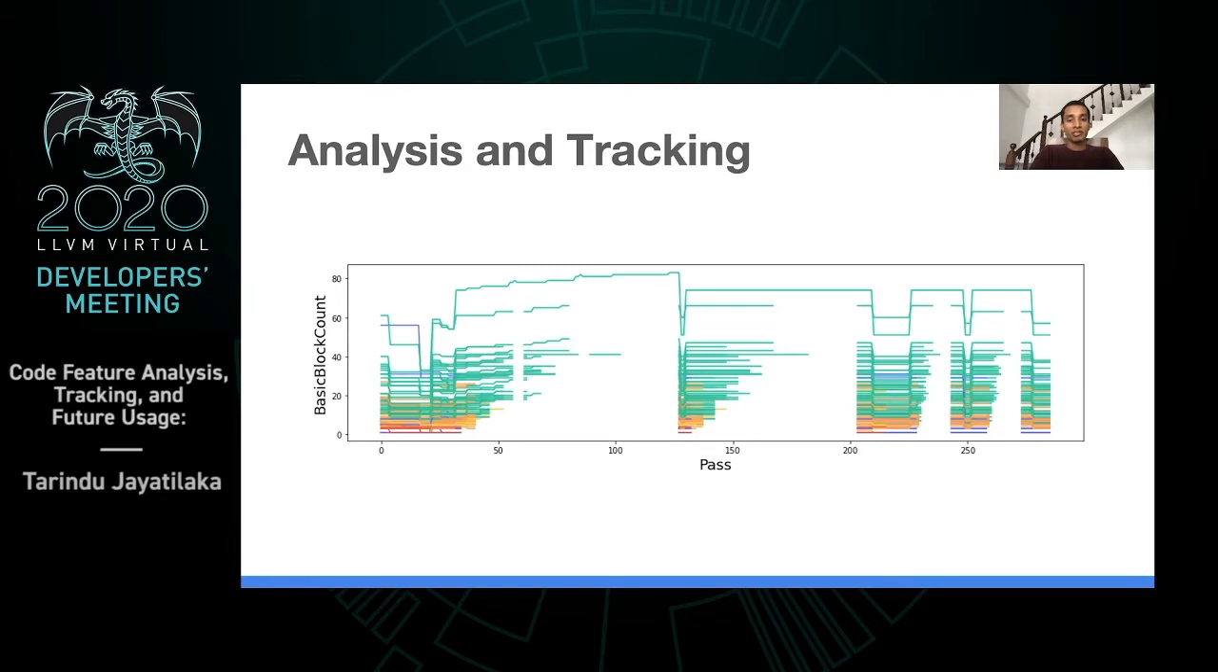And the x-axis is what we call the hyperpass pipeline, so we had to align these passes using sequence alignment algorithms. So this is what we came up with at the end after aligning all the functions.